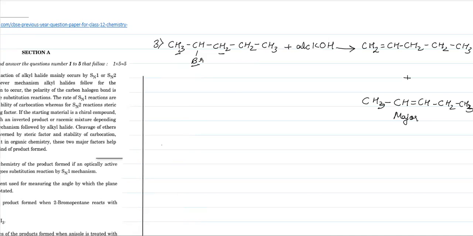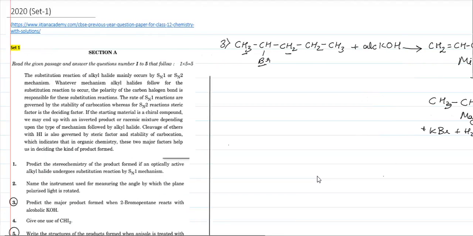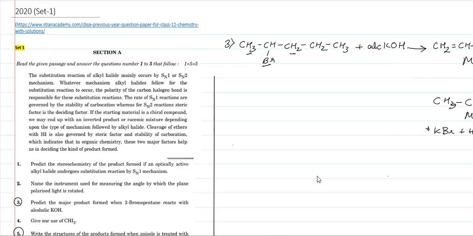And you just have to mention that this is the product. You don't even have to write the chemical reaction. It just makes sense for me to explain it with the chemical reaction. So this is going to be our major product, and we also have KBr and H2O. This particular question obviously is from haloalkanes and haloarenes.